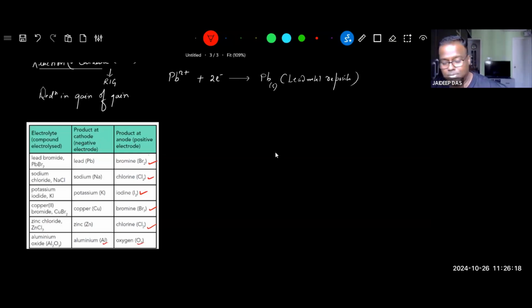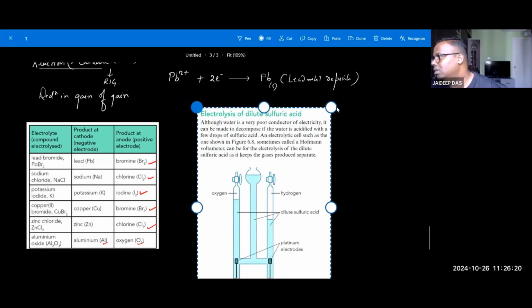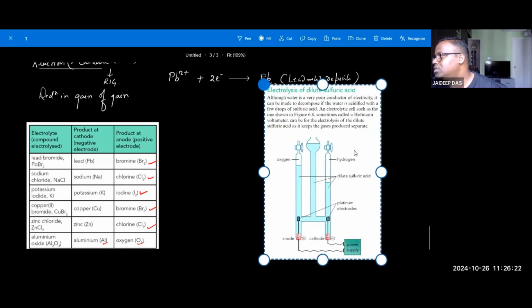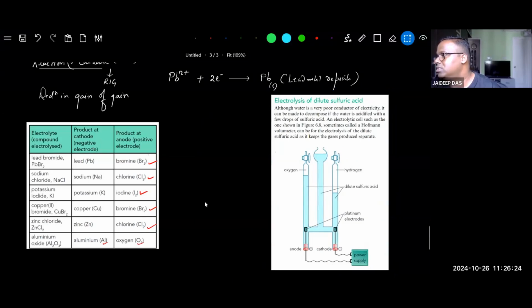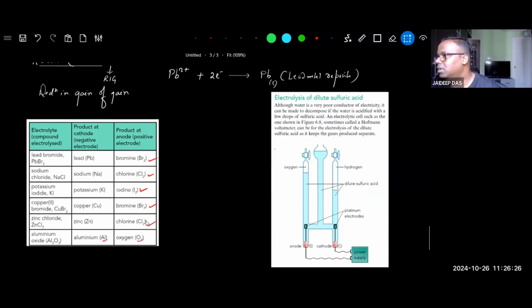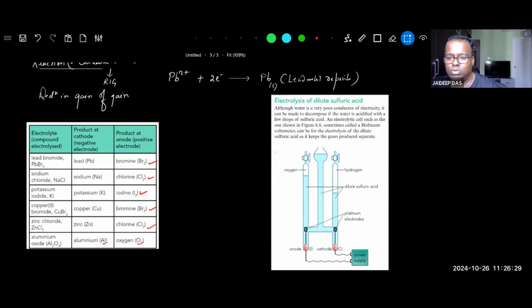Okay, let's see this setup. This is called the dilute sulfuric acid, electrolysis of dilute. Now let us go by our understanding so far. Our understanding says you can't electrolyze sulfuric acid directly, you have to make it dilute. That means out here now the game is changed. The game is changed to what?